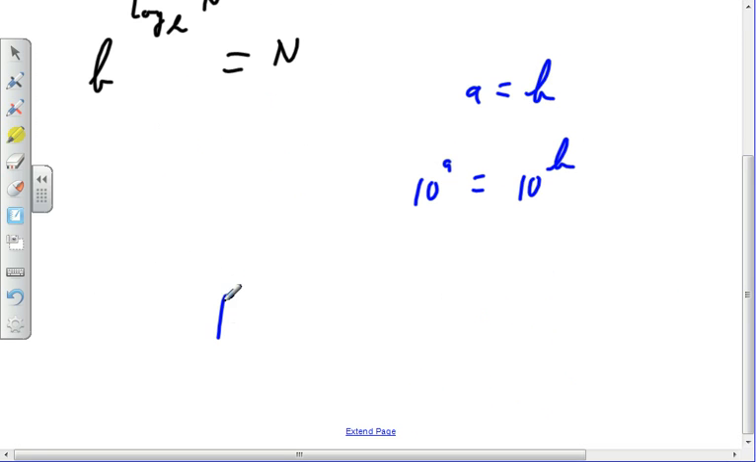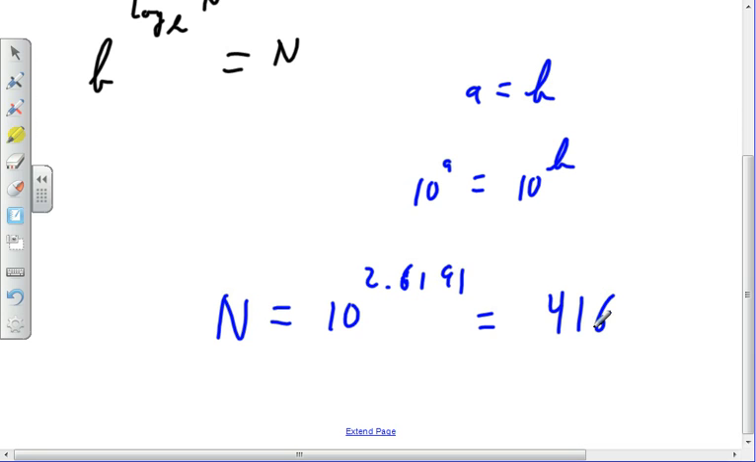So I have n equals 10 to the 2.6191. It's also called an anti-log, if you want to know that. Now I've got a key: I have a 10 to the X key sitting on my calculator. So I use it. I put in 2.6191, and I write down 3 significant digits, 416. And I'm all done.